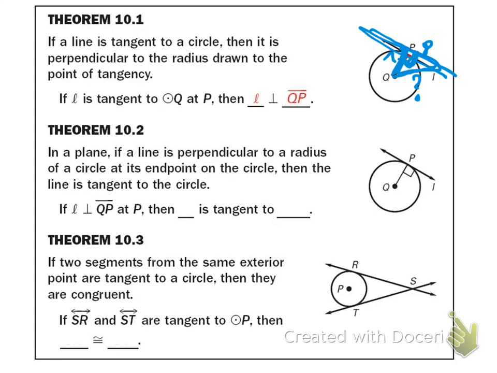The converse to this theorem is also true. What's a converse? Ryan? The opposite. The opposite, when we switch it around. Okay? In the first theorem, we knew that the line was tangent. Because the line was tangent, the radius would be perpendicular to it.